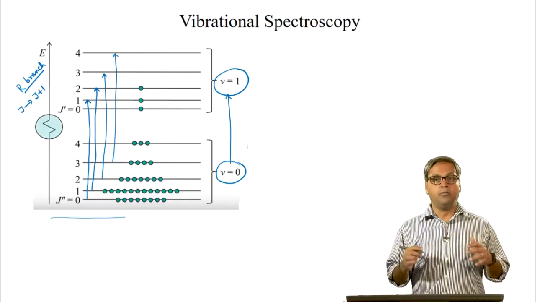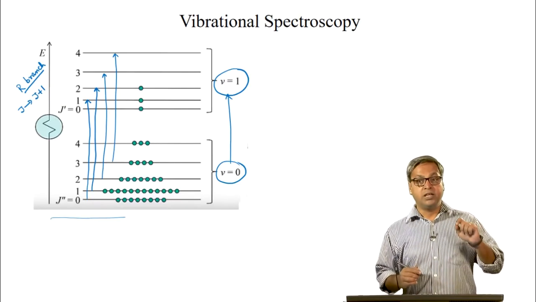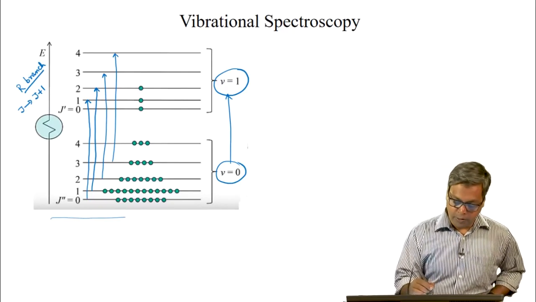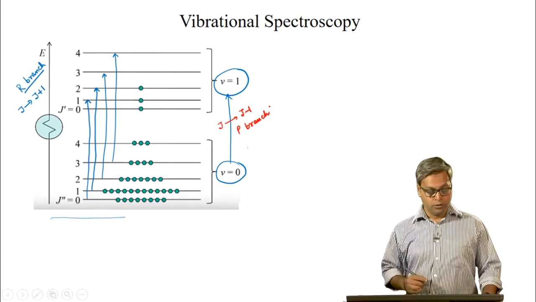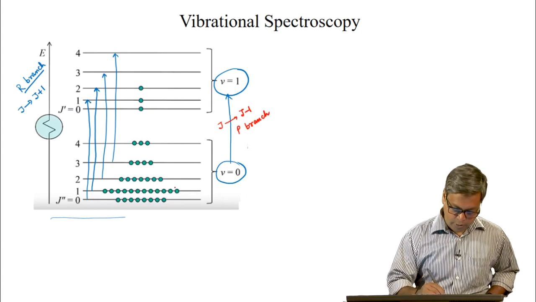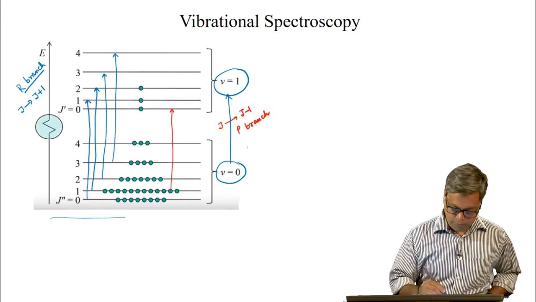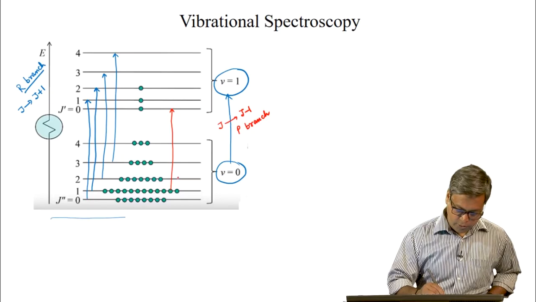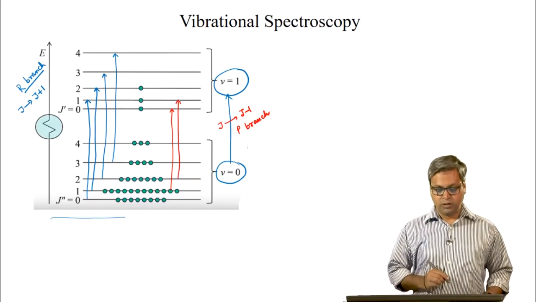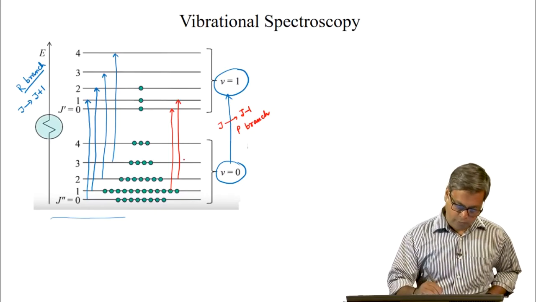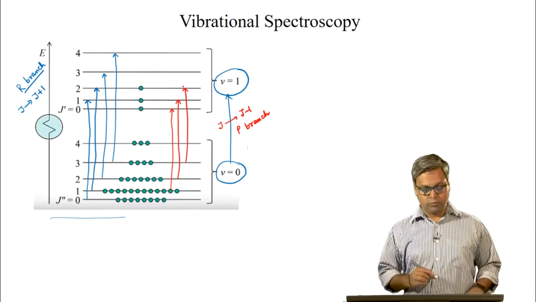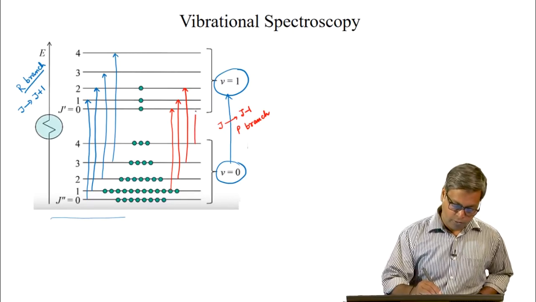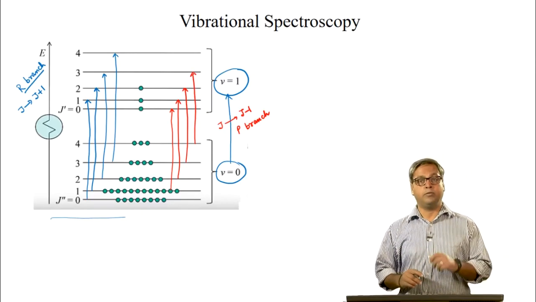And if we now draw the P branch transitions, where J decreases by 1, that means the transition is from J to J minus 1. So, this is for the P branch. So, let us draw them. So, we have from 1, it is going to 0, then from V equals 0, J equals 2 to V equals 1, J equals 1, from V equals 0, J equals 3 to V equals 1, J equals 2, and from 4 to 3. So, these are the P branches.